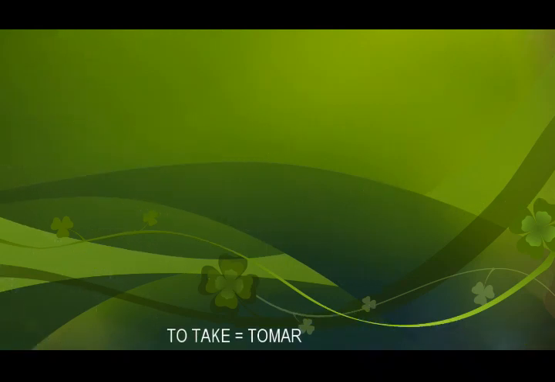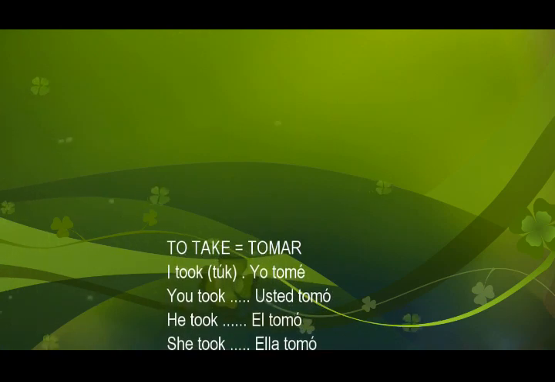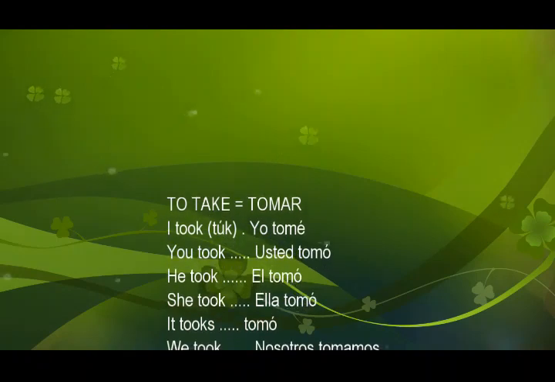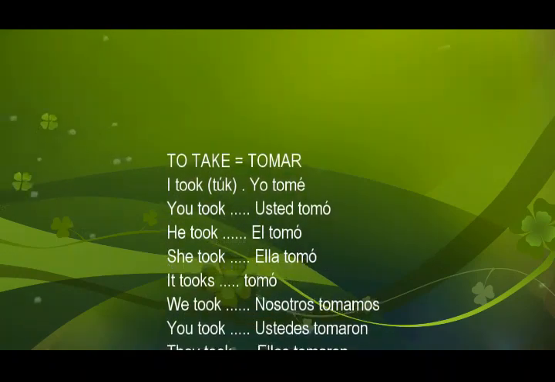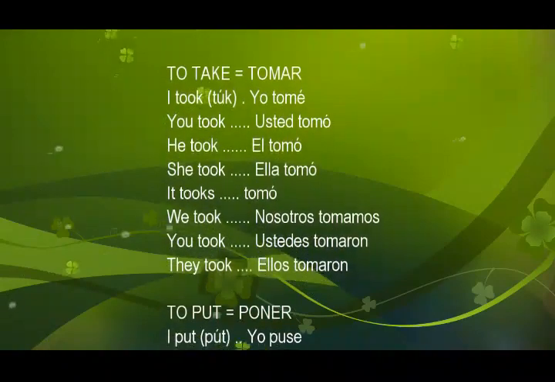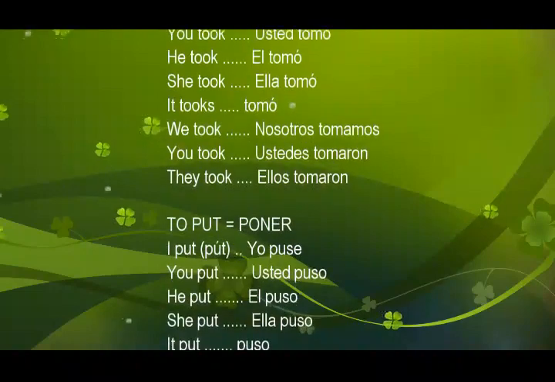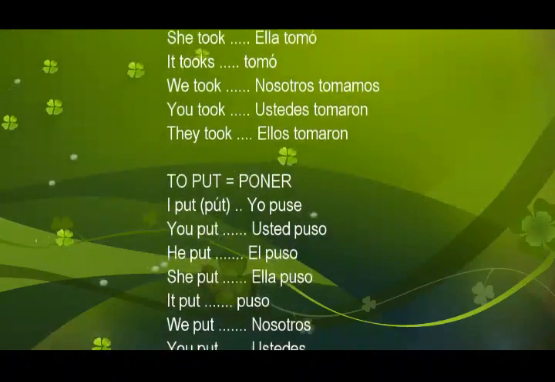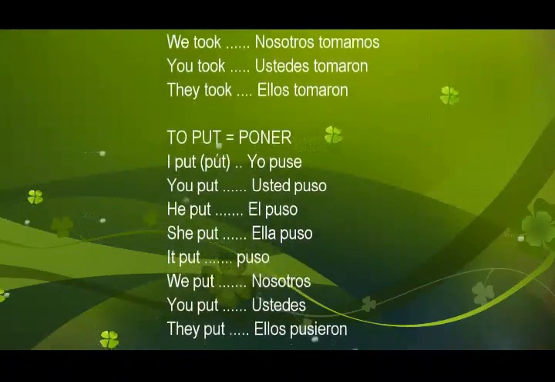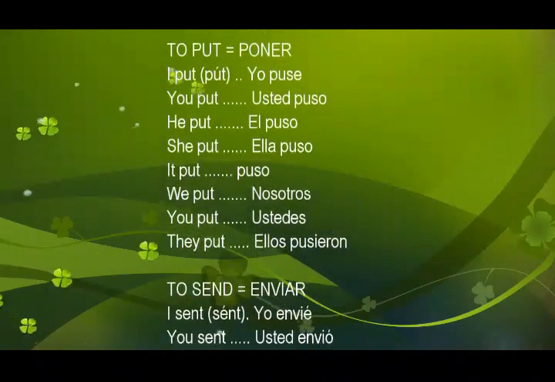To take. I took. You took. He took. She took. It took. We took. You took. They took. To put. I put. You put. He put. She put. It put. We put. You put. They put.